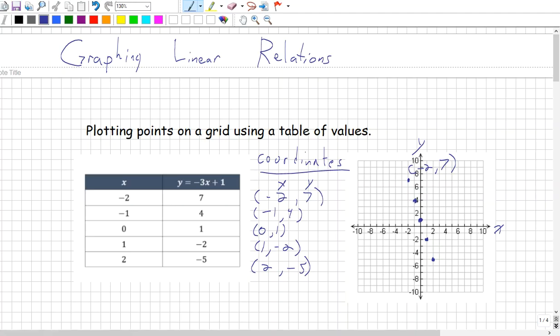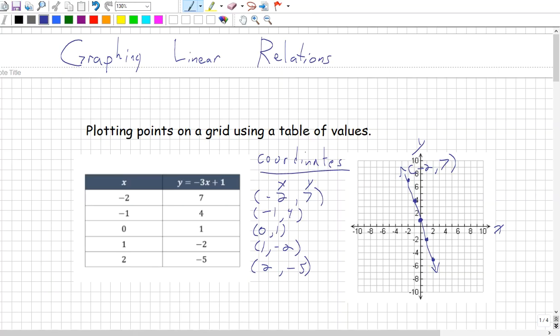right there. You can probably notice right away that these dots actually form a straight line that goes all the way down. And I would put arrows on both ends if I was to graph this as a line.